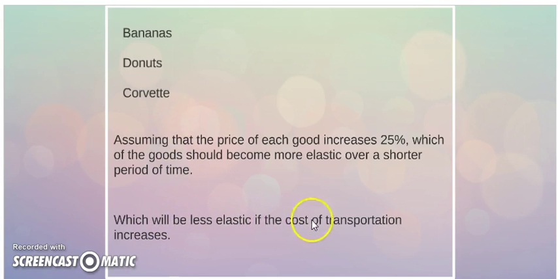So which will be less elastic if the cost of transportation increases? Between the Corvette, the bananas, and the donuts. Like if we're transporting something, these bananas come from tropical areas around the equator. So if the cost of transportation increases, bananas are going to be pretty darn expensive to get up here. Okay, so that would be less elastic. Donuts, they're made all over. Transportation really doesn't matter. And a Corvette, I'm not sure what they mean with the cost of transportation, if it's transporting your product or if it's actually transportation of yourself. So I think less elastic would be the bananas.